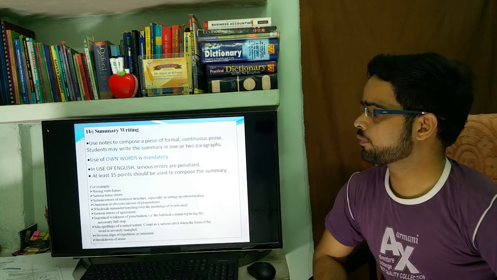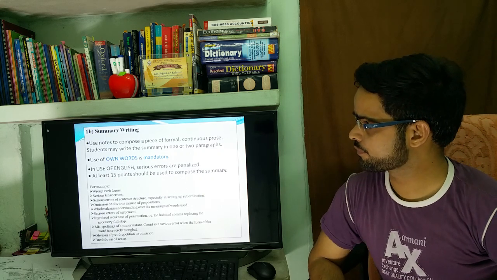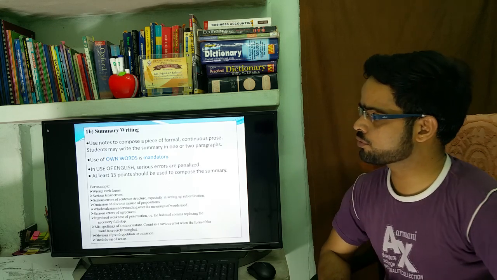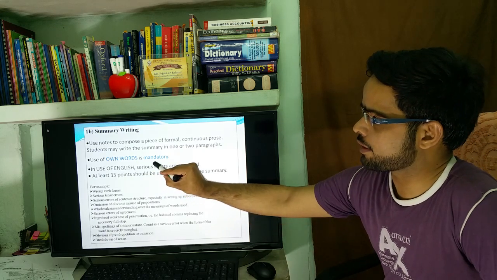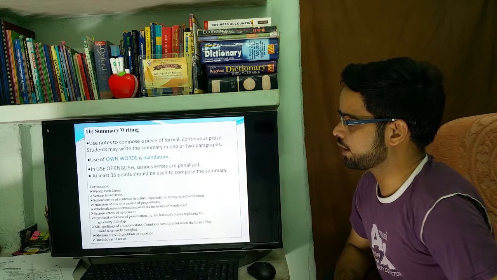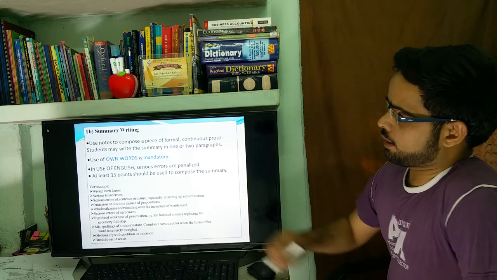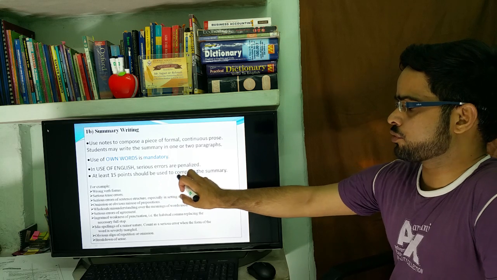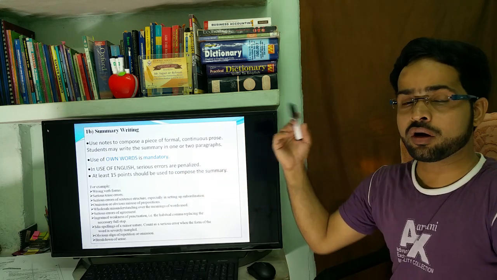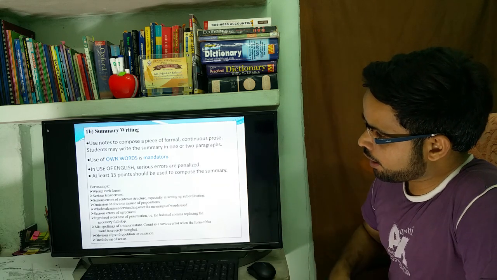In summary writing, use notes to compose a piece of formal, continuous prose. Students may write the summary in 1 or 2 paragraphs. Use of own words is mandatory. In use of English, serious errors are penalized. At least 15 points should be used to compose the summary, and those 15 points you'll take from your content points.